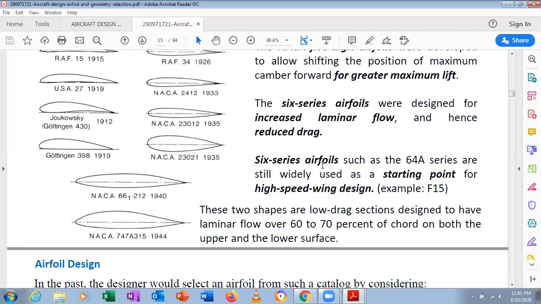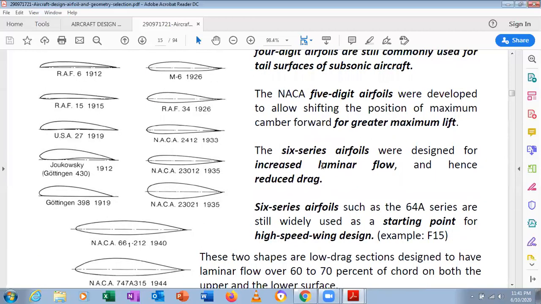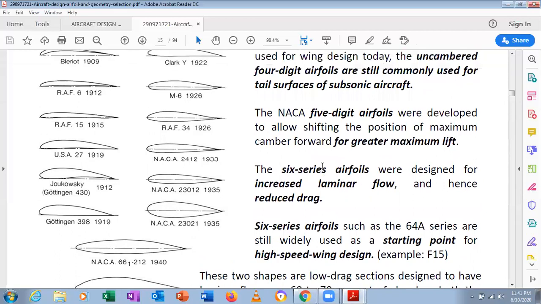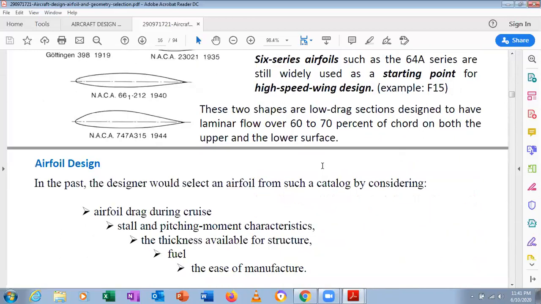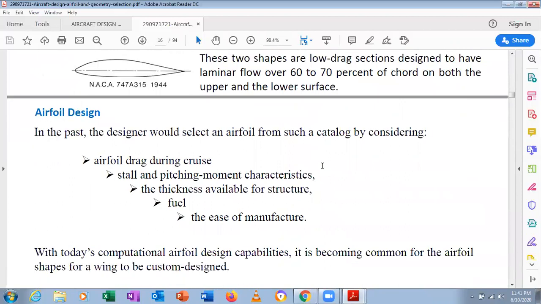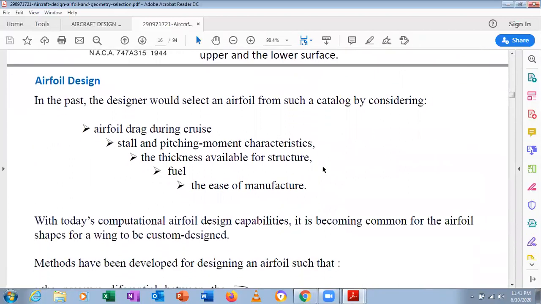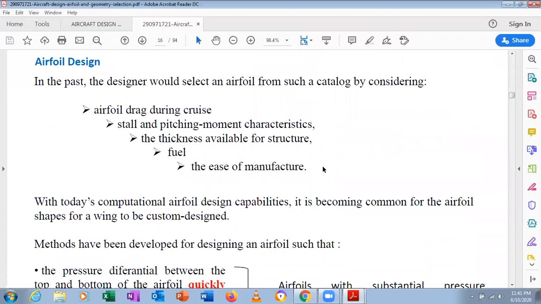So therefore we have to understand what all things are there. We have the 4 series, the 5-digit, the 6 series, and the 64A series. Clear? So in airfoil design, in the past, the designer would select an airfoil from such a catalog by considering airfoil drag during the cruise. Previously, the designer checked how much drag the airfoil experiences during cruise. According to that trial and error, we check, okay, fine, if you use this type of airfoil, it will be good for my design. That is called airfoil design.